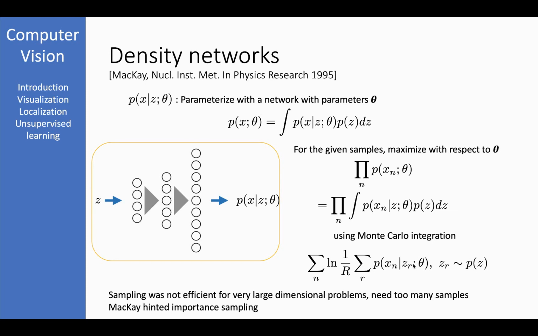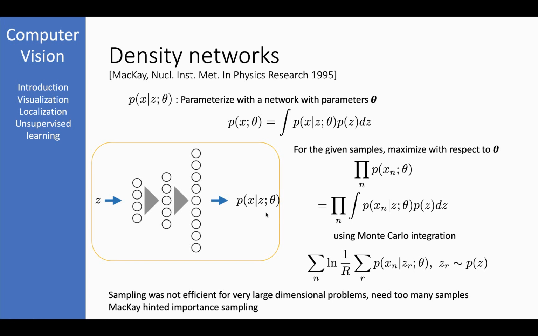Now, this idea is not new. It's even older than probabilistic PCA. In 1995, David McKay proposed what's called density networks. The idea is exactly what I described. I take Z, and now I define a neural network that transforms it to the image, and at the end, I define a distribution in the image space.